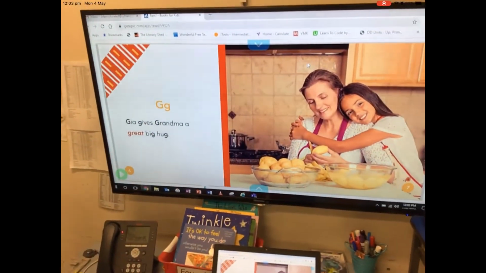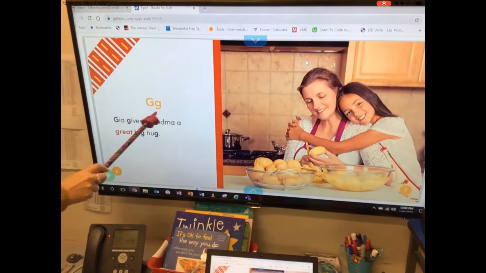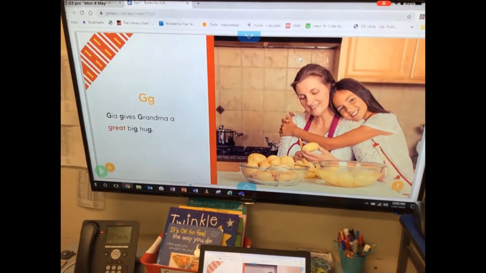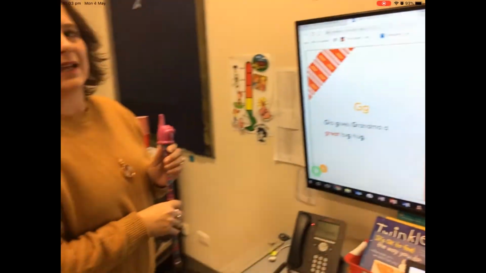Okay, let's start reading. Oh, this is a lovely one. Here are the G's, but it's... Oh, now this one, some of these are making the J sound and some of them are making the G.